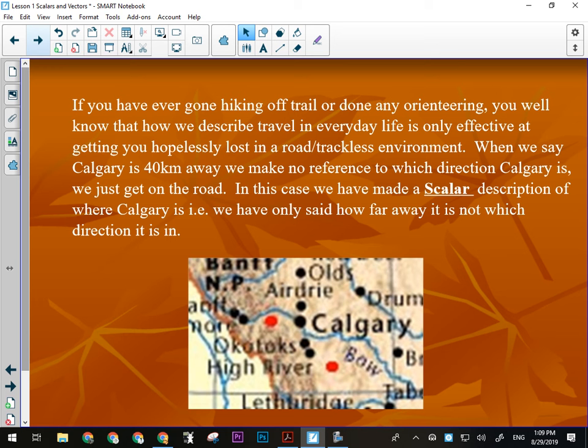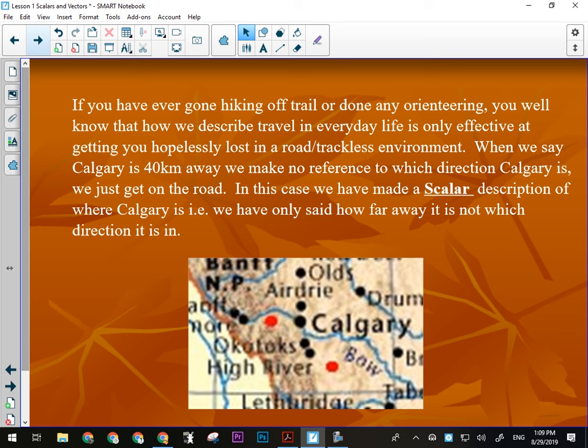If I'm describing a vector of that, I'm describing the displacement that I would have if I drove from Okotoks to Edmonton. And then I would say that it would be more like 308 kilometers at 18 degrees east of north. I'm still describing where Edmonton is in relation to Okotoks both ways, but I'm describing that trip from different points of view.